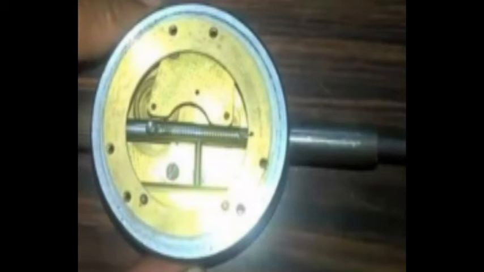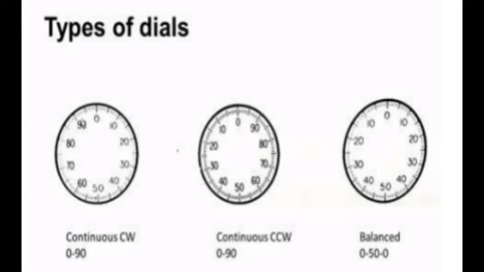Now various different types of dials are used. There is a dial with continuous clockwise markings, like 0 to 90 markings, and there are continuous counterclockwise markings also, and there is a balanced type, in which clockwise we have 0 to 50 markings, and then counterclockwise we have 0 to 50 markings.